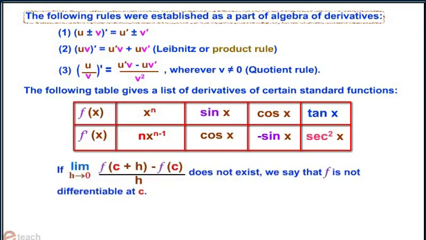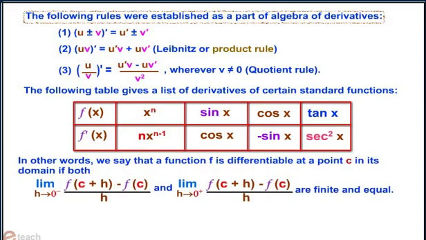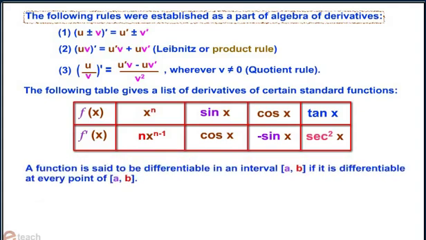If the limit h tending to 0 of f(c+h) minus f(c) by h does not exist, we say that f is not differentiable at c. In other words, we say that a function f is differentiable at a point c in its domain if both the left-hand limit, h tending to 0 minus, and the right-hand limit, h tending to 0 plus, of f(c+h) minus f(c) by h are finite and equal. A function is said to be differentiable in an interval a to b if it is differentiable at every point of a to b.